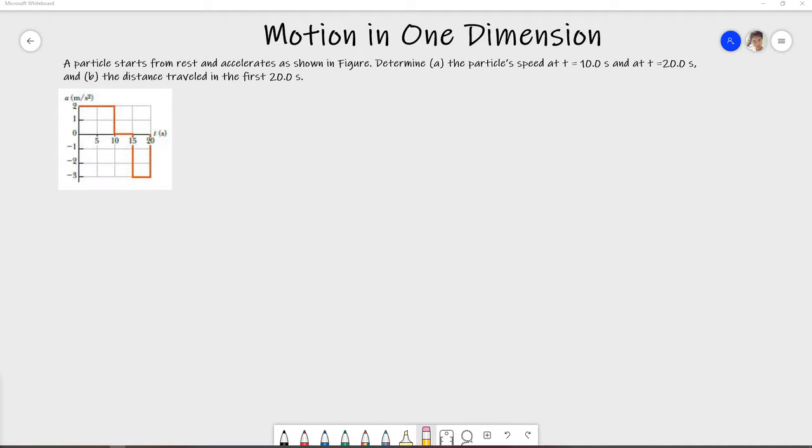A particle starts from rest and accelerates as shown in the figure. Determine, letter A, the particle's speed at t equal to 10 seconds and at t equal to 20 seconds. And letter B, the distance traveled in the first 20 seconds. Now, for the given figure, here we have time and acceleration.